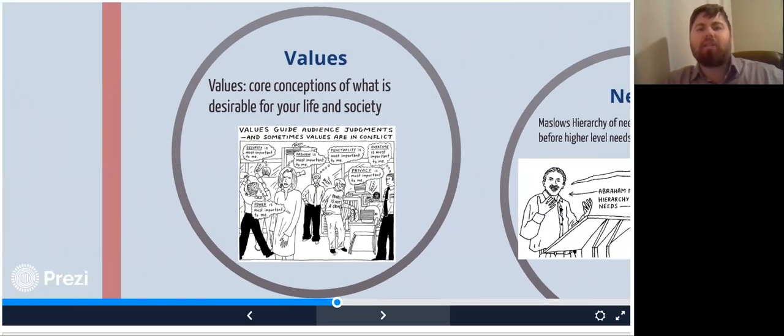Now, another thing is values. Values are core conceptions of what is desirable for your life and society. So this is a question of how we set up our society, and this has to do with, for example, whether personal freedoms trump the safety of most people.